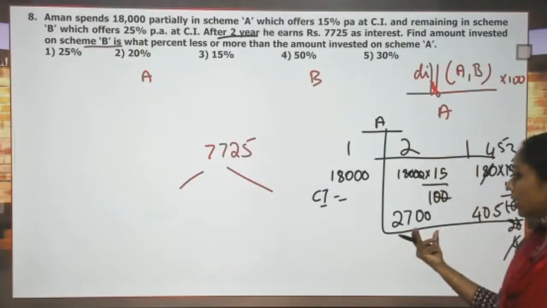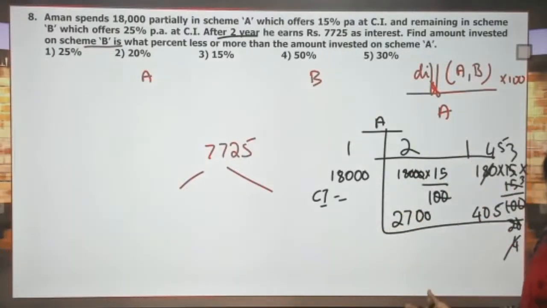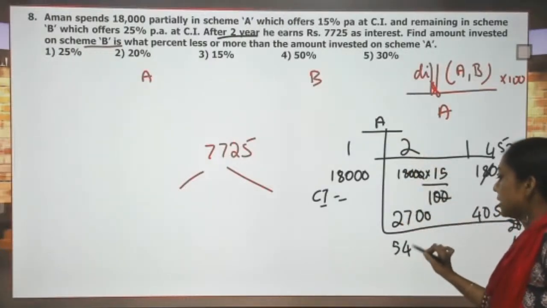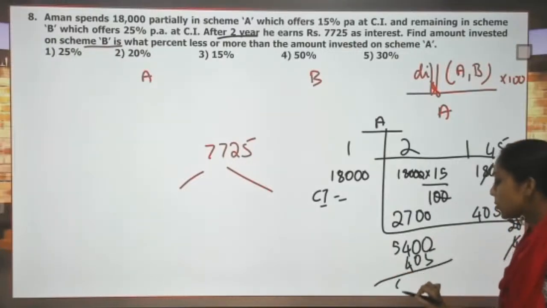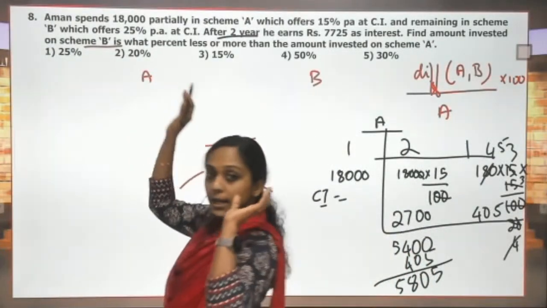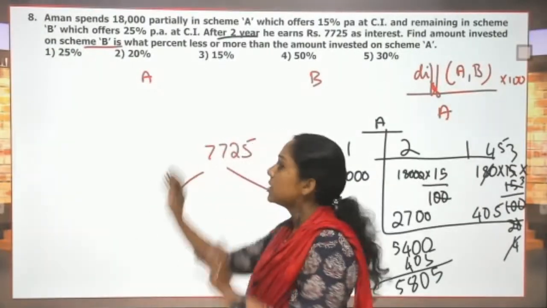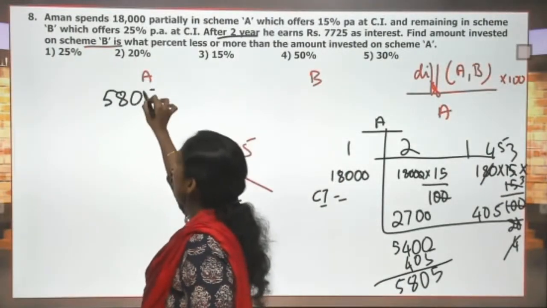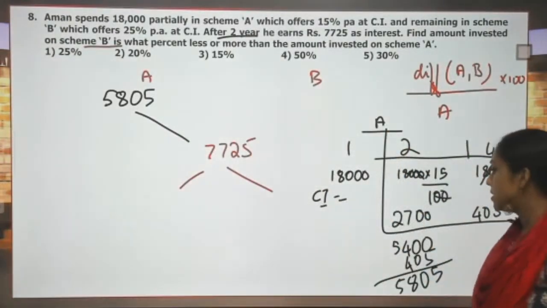Those who don't know this method for finding the compound interest, please watch the video. So 2 into 2,700 is 5,400. Then 5,400 plus 405 is 5,805. This is the interest you will get when you invest the entire 18,000 in scheme A. That is what we have got: 5,805.